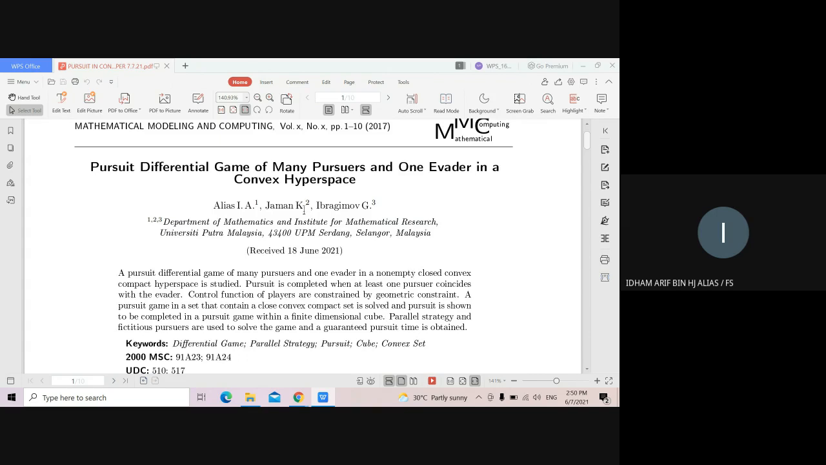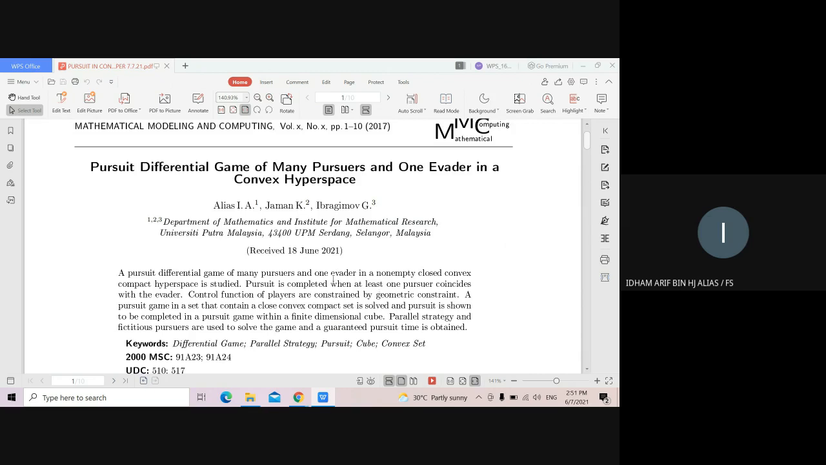Okay, the motivation of this research is to improve a guaranteed pursuit time from a previous work, where guaranteed pursuit time means that a time where pursuit is guaranteed to be completed. So that's our motivation. And in doing so, for this project, we introduced a new approach of how to apply parallel strategy that is used by pursuers to capture the evader.